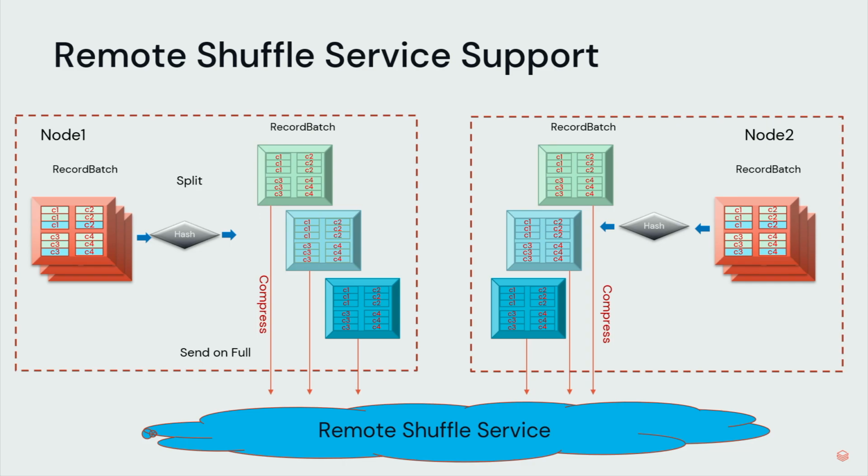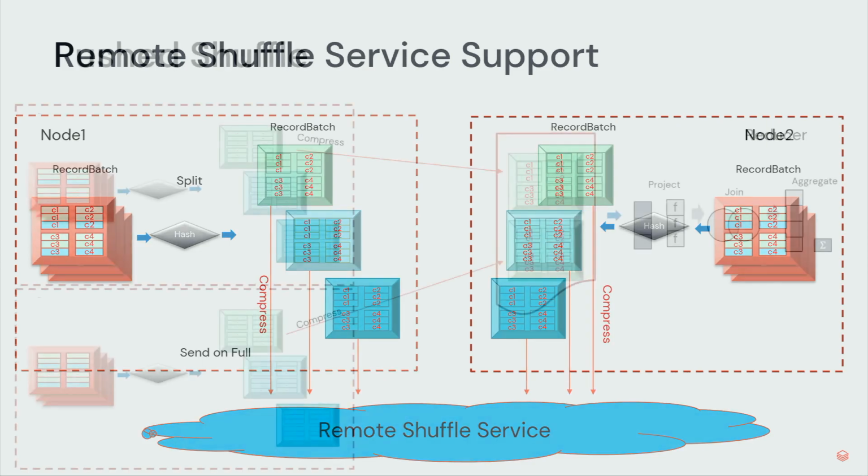And then on the reducer side, when the reducer reads the data, it requests the data from the remote shuffle service according to the partition ID, and then the remote shuffle service will get the data. So all the data processing is in record batches.